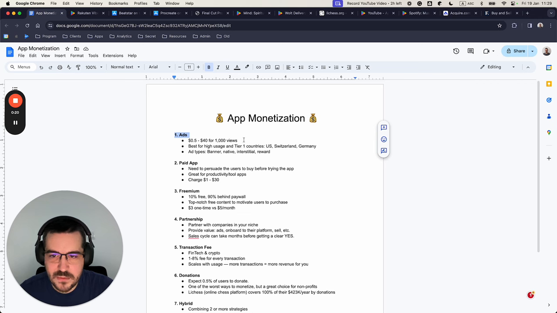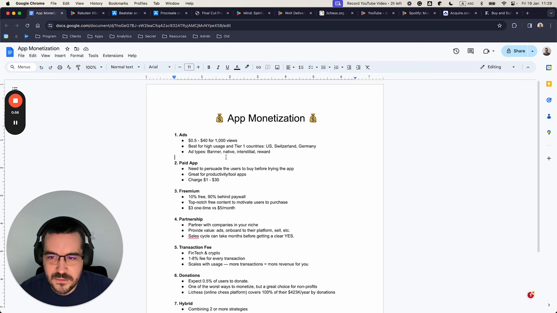So this is one of the worst ways that you can monetize, honestly. You can expect anywhere from $0.5 to $40 per 1,000 views of an ad. And it's honestly best for high usage apps and also for apps that target tier one countries such as United States, Switzerland, or Germany. It's simple because advertisers will spend more money to reach people in these countries. And that means you, as the ad platform where you show those ads, will earn more.